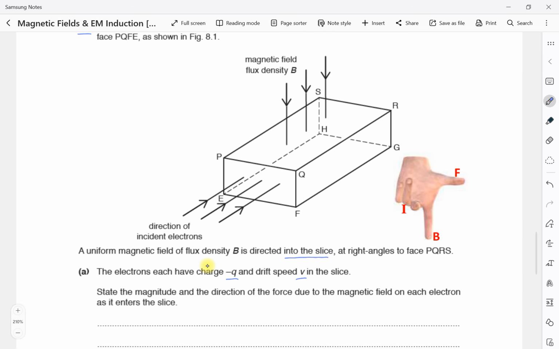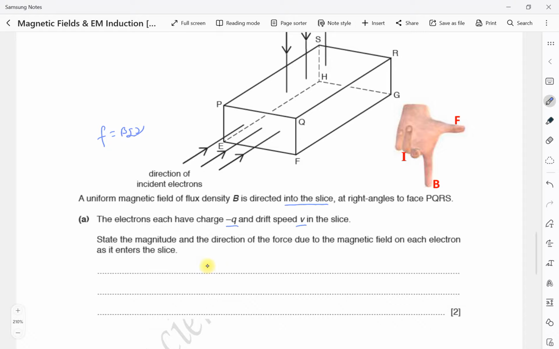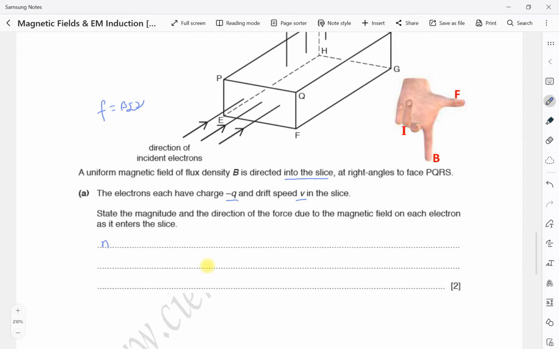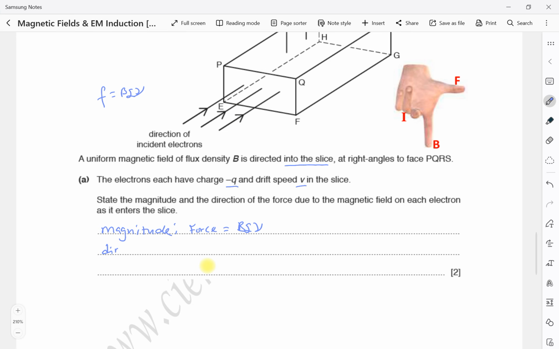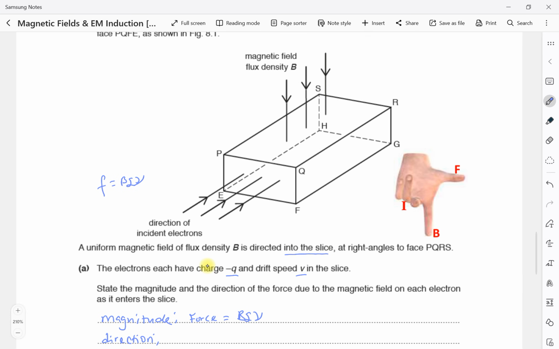Of course, we know that the magnitude of the force on a charged particle in a magnetic field is given by BQV. So the magnitude is force equals BQV. Then direction. So the electrons are entering that direction.